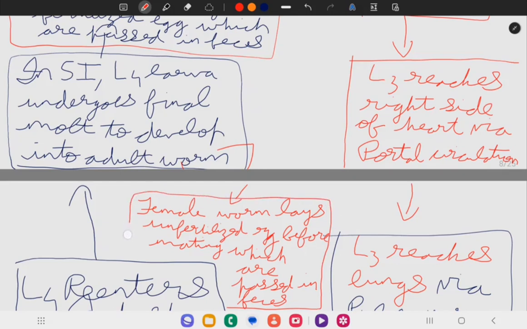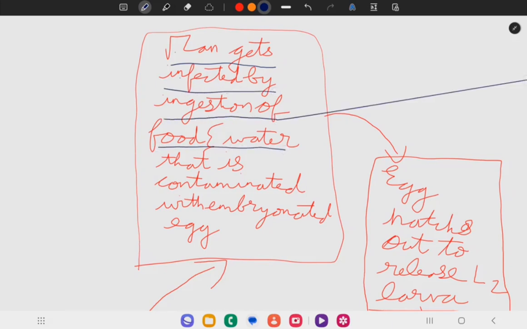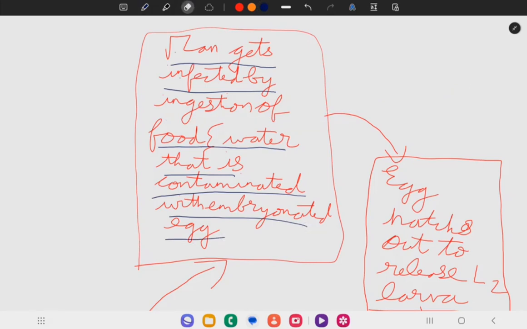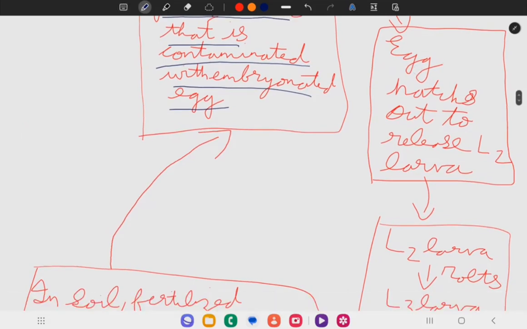We are done with the life cycle. I will quickly summarize it, then we will go to the pathogenesis. Man gets infected by ingestion of food and water that is contaminated with embryonated egg. Embryonated egg contains L2 larva. Following ingestion, the egg hatches out to release L2 larva. L2 larva molts to develop into L3 larva.